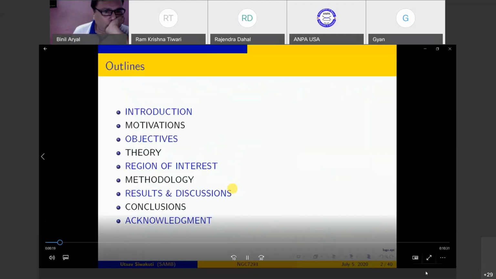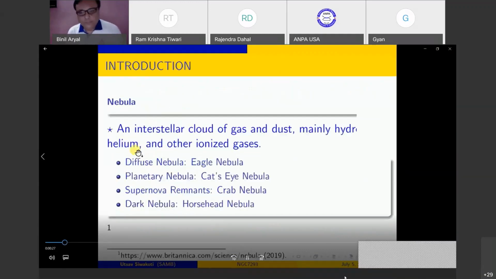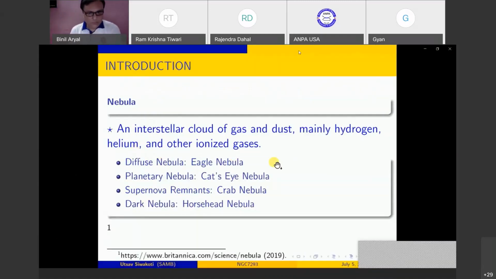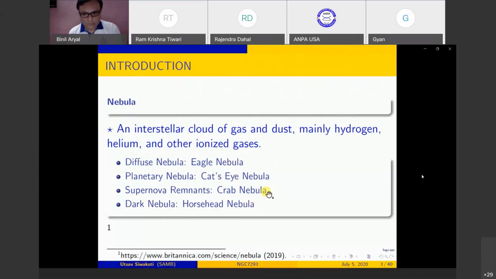These are the outlines, but I'll be mostly focusing on results and discussion as we have very limited time, and I will try to skip as much as possible in the upper region. A nebula is an interstellar cloud of gas and dust, which mainly contains hydrogen, helium, and ionized gas. These are the main kinds of nebula displayed here, and you can see the best example over here.